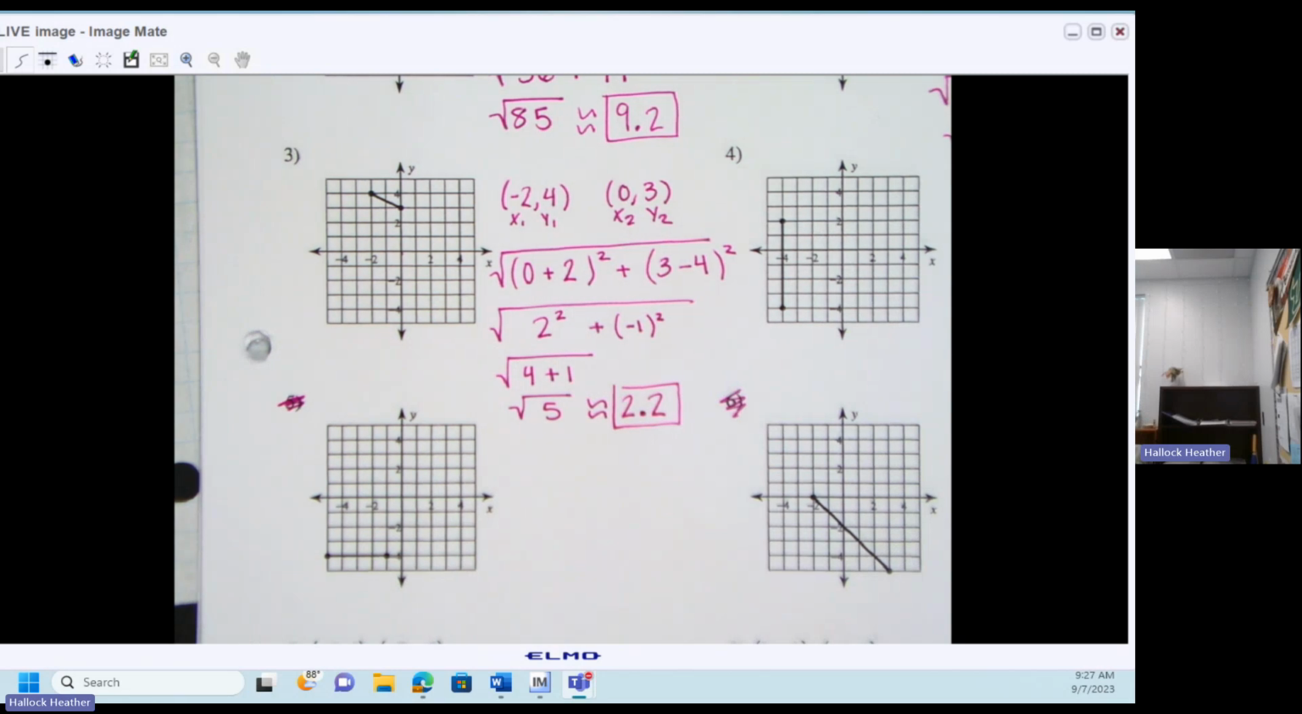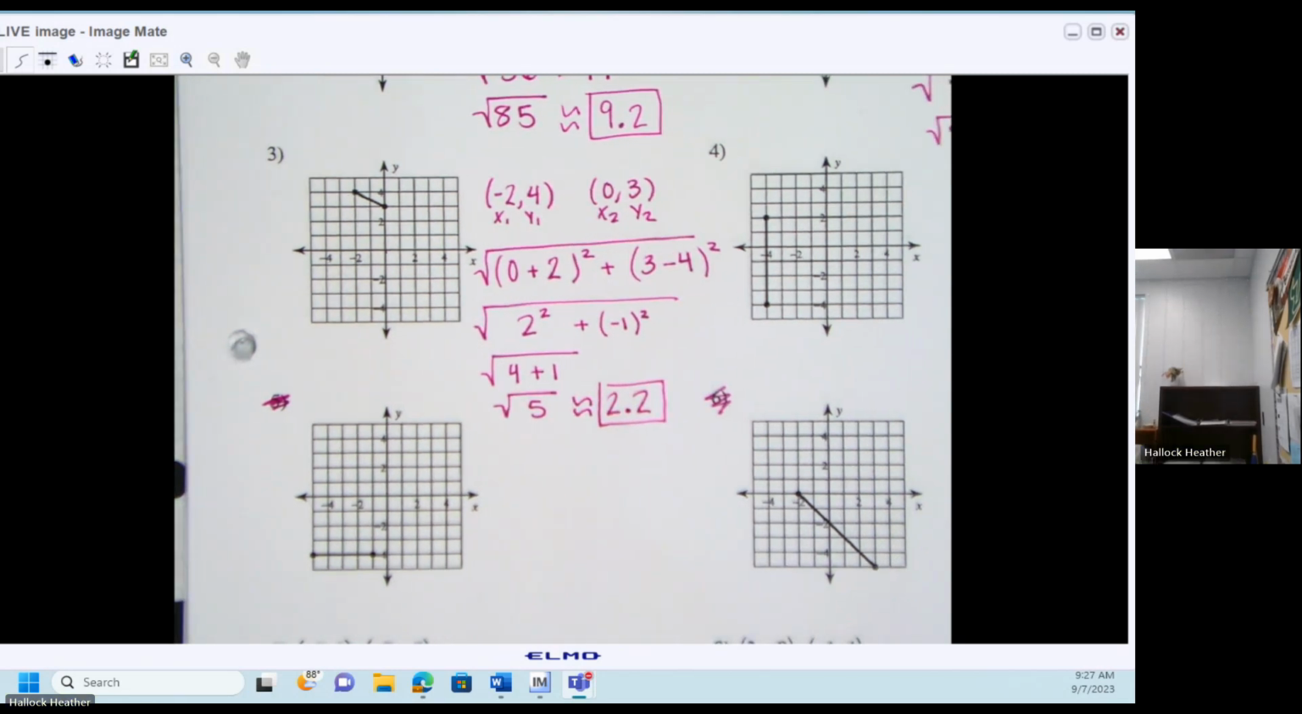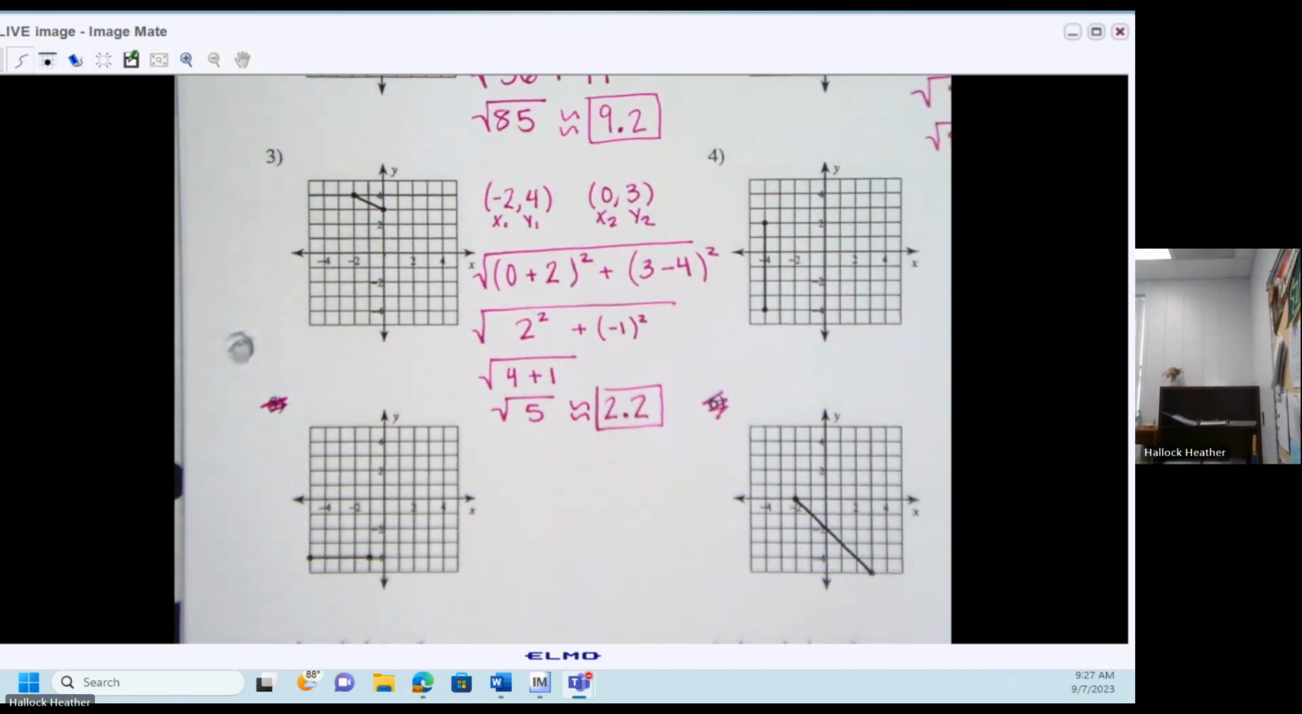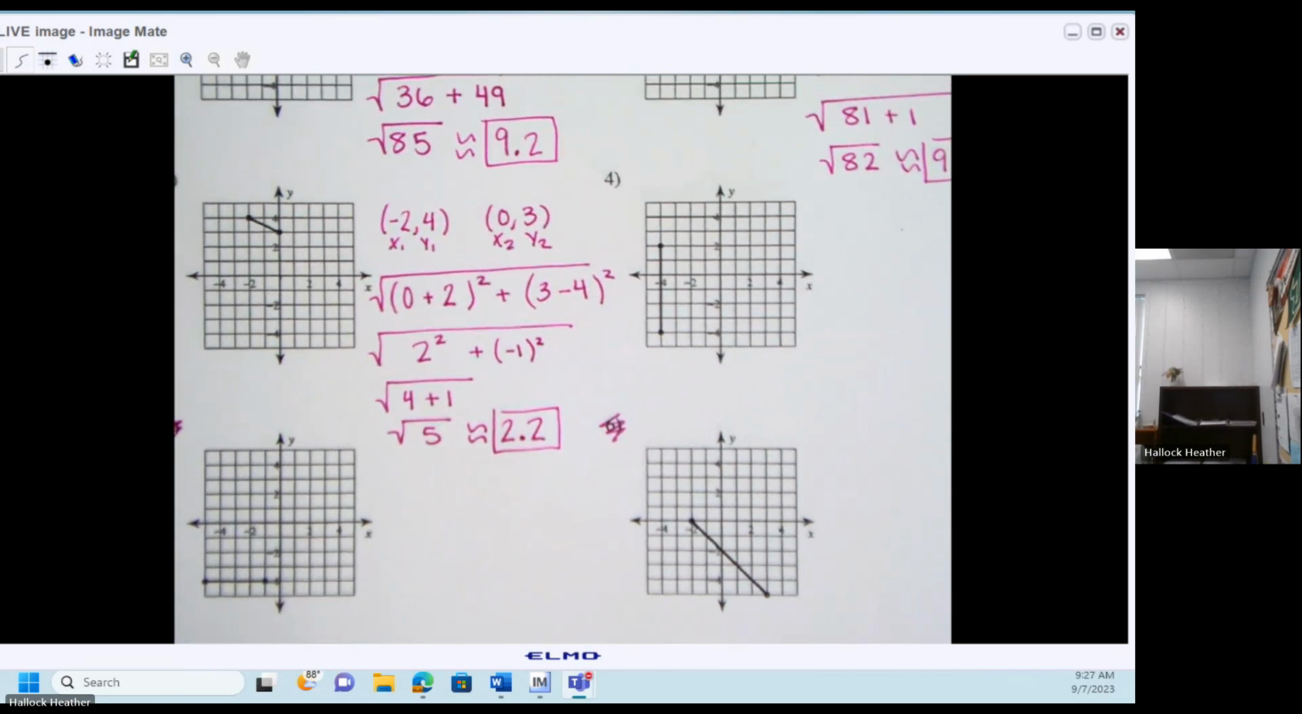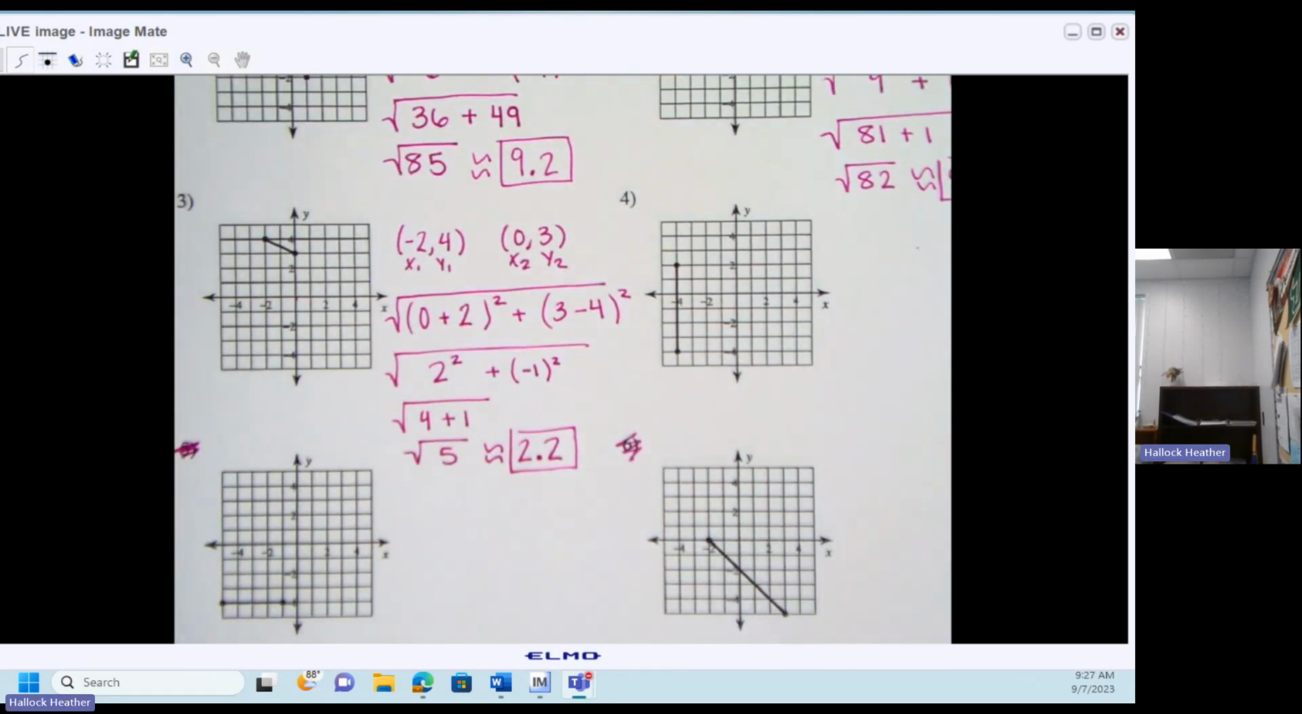Did we get that, for people who tried? Number 3 is 2.2. This is the answer.